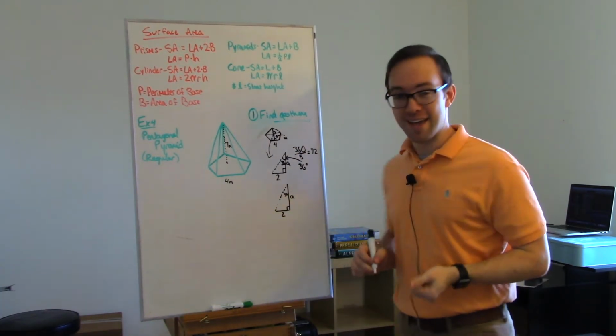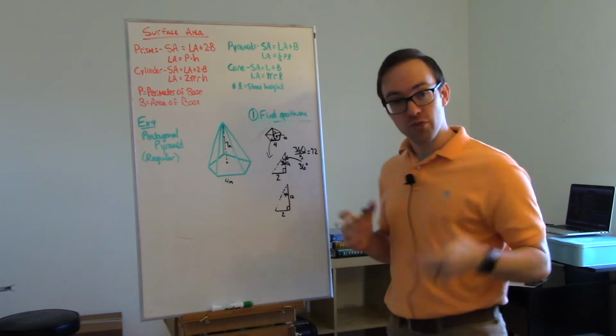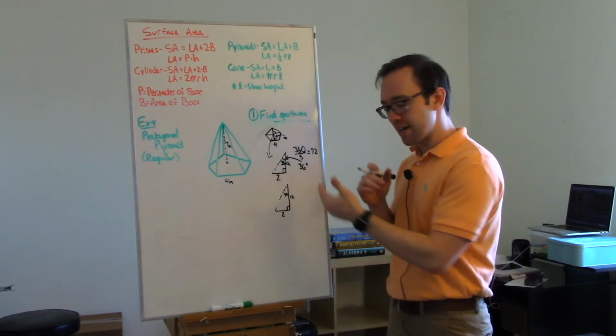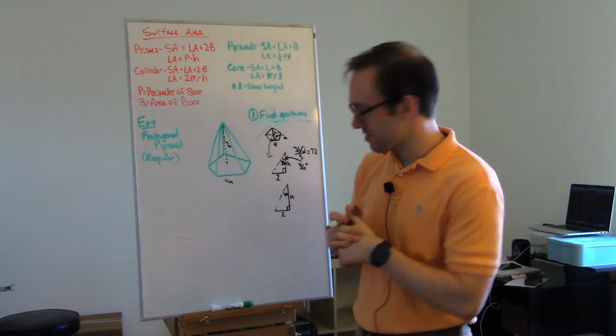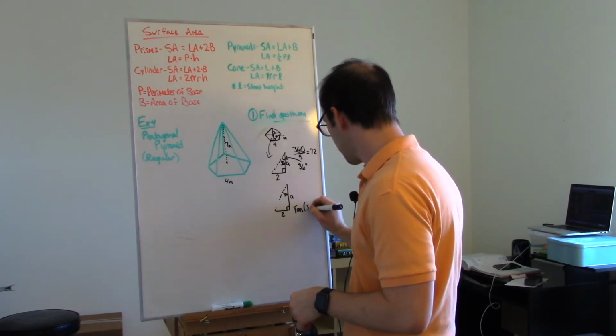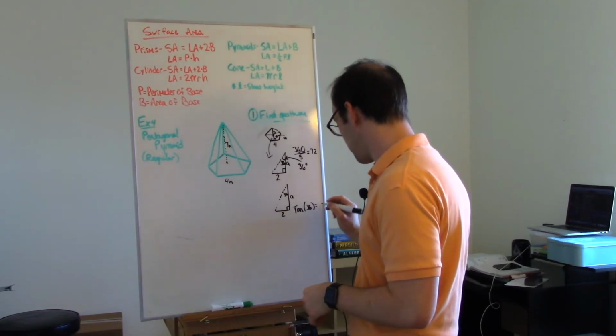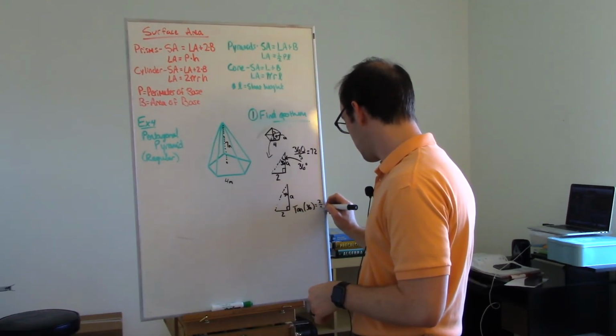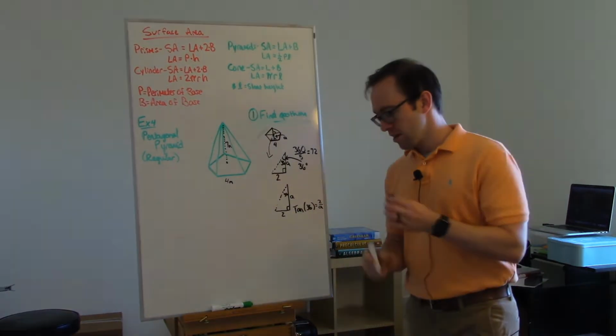(36), 2, and A. So since we have the angle of 36, we have 2 as the opposite side, and the apothem is the adjacent side. We're going to set up tangent of 36 equals 2 over A.